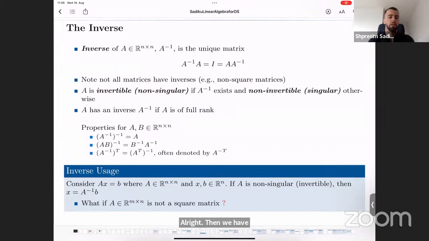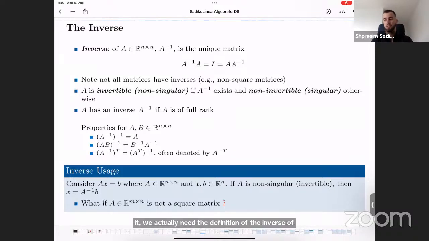Then we have the definition of the inverse. This is also used a lot. For example, when we had this example at the very beginning with the system of two linear equations that we wanted to solve, we expressed this system of linear equations in terms of matrices, and in order to find the solution, we actually need the definition of the inverse of a matrix.